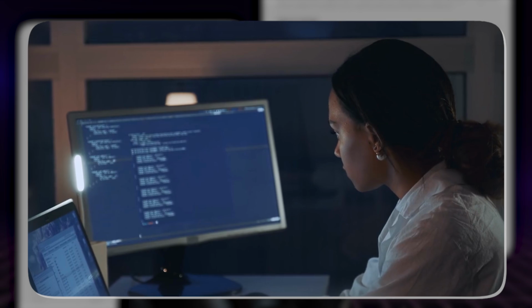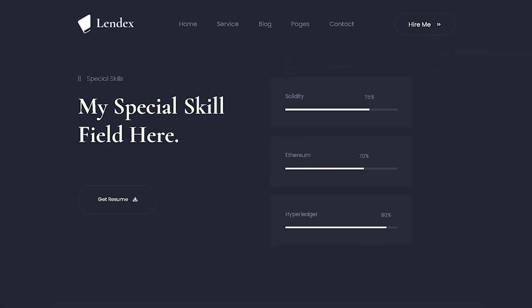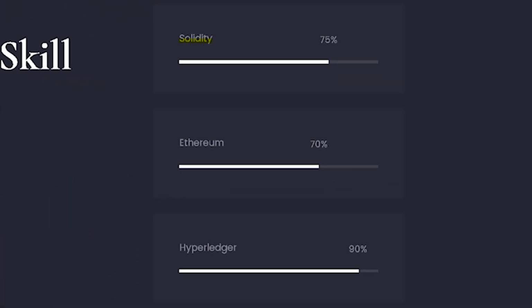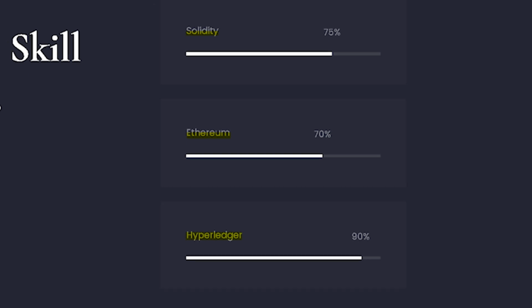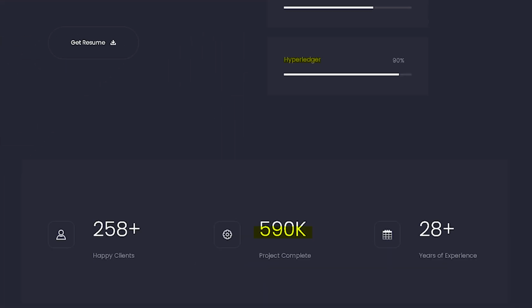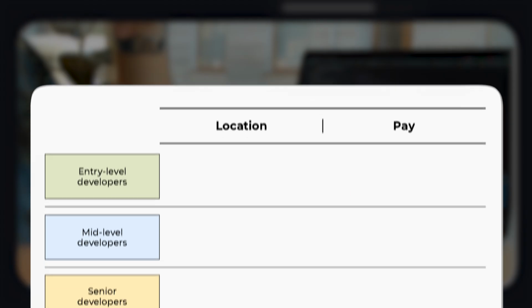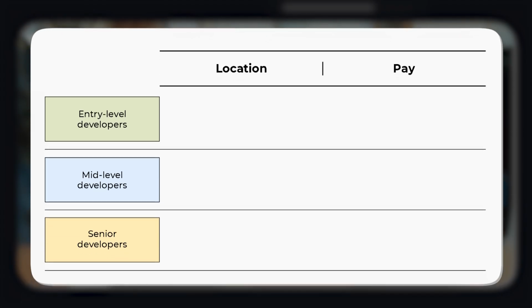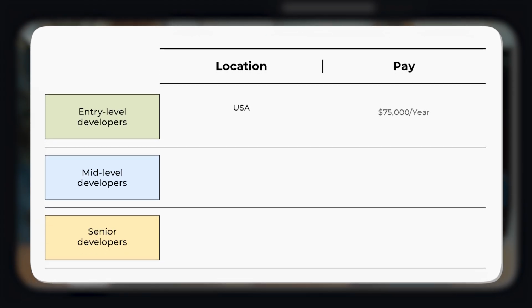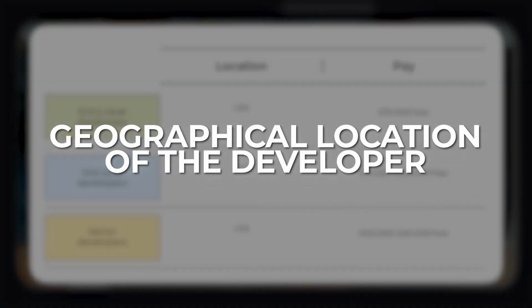A developer with a strong expertise in programming languages like Solidity and blockchain technologies like Ethereum or Hyperledger, along with an elaborate portfolio, will charge more than someone with less experience. Entry-level developers with less than a year's experience in the US get around $75,000 per year. For mid-level developers, the figure ranges between $75,000 to $120,000 per year, while senior developers earn around $120,000 to $200,000 per year.